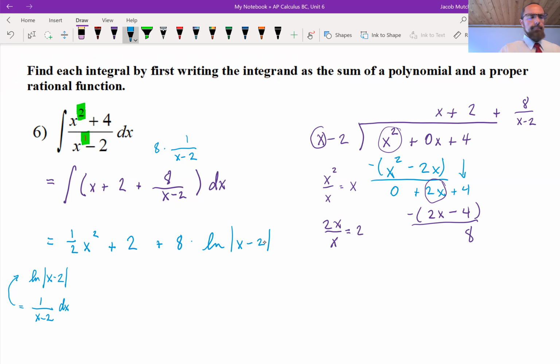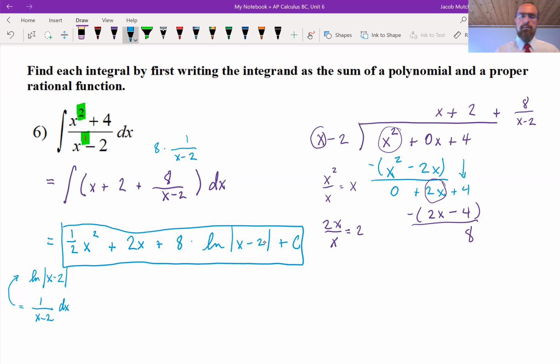And at that point, what I want to do is put a plus c, since that's an indefinite integral. And that's, at that point, complete. I'm missing one part. I see I didn't integrate 2 correctly. That should be 2x. And that completes it. 1/2 x squared plus 2x plus 8, natural log, absolute value of x minus 2. So the strategy of dividing when I've got an improper rational expression simplifies the integration. That's the rationale behind that strategy.